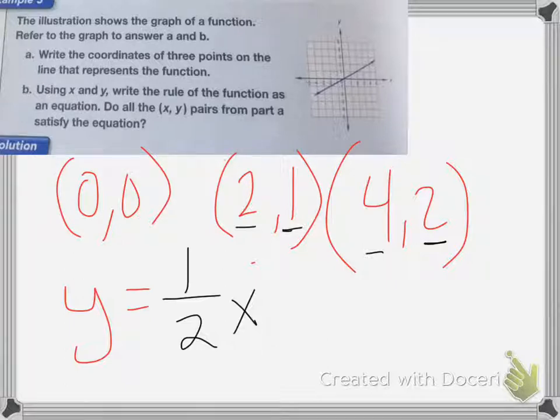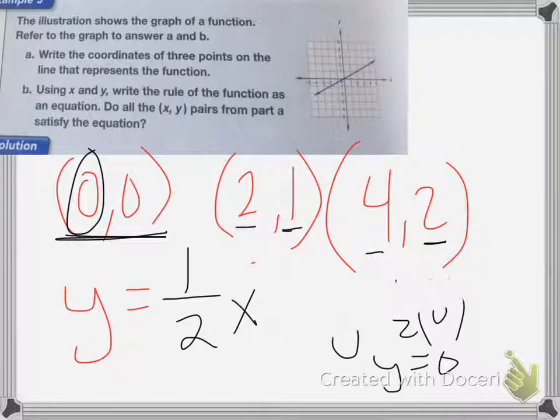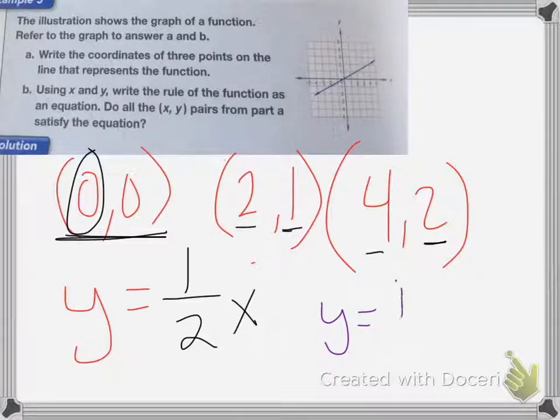And so you could even put in these numbers. So put in x equals 0, what does y equal? Well, if y equals 1/2 times 0, y equals 0. So that's correct for this one. On the next one, we have y equals 1/2 times 2, because this is x, and y. 1/2 times 2 is equal to 1, which is what I got. So this equation works for this function. Okay, that's it for this lesson.